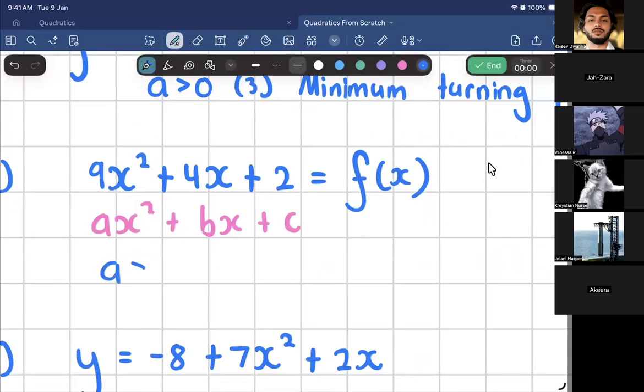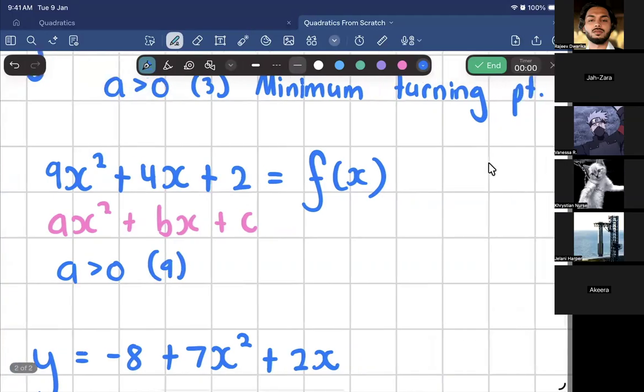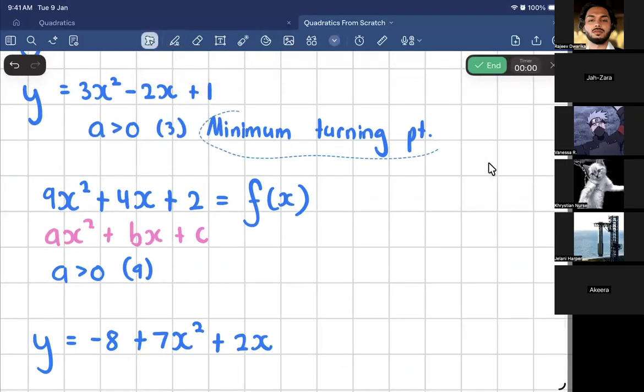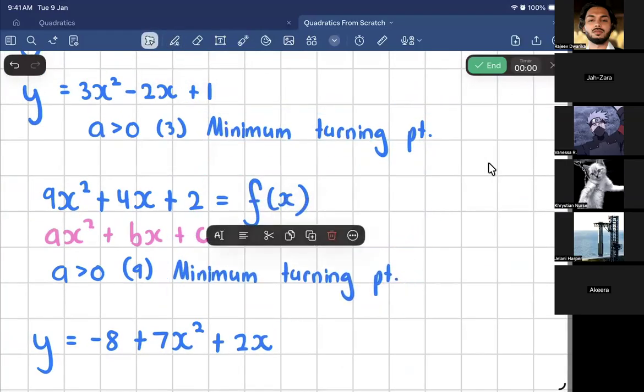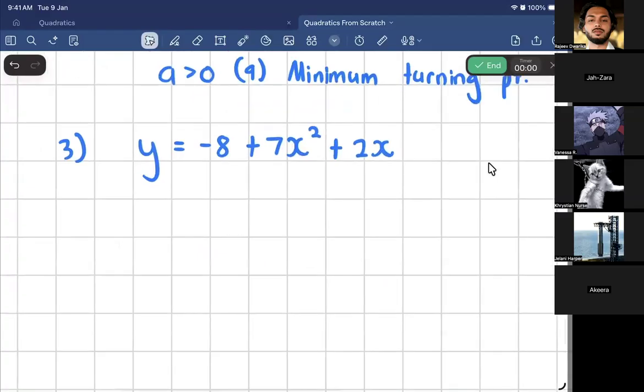So A is more than 0 because A is actually what? What is A? What was the value for A? It was 9. So we know that A is more than 0 because it is 9. So this would have a minimum turning point as well. Great.